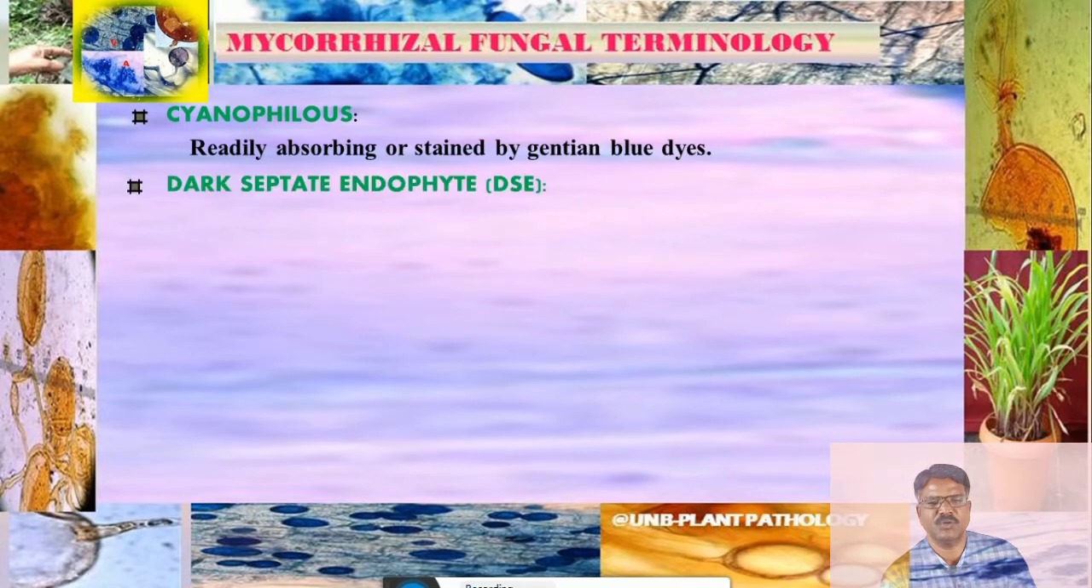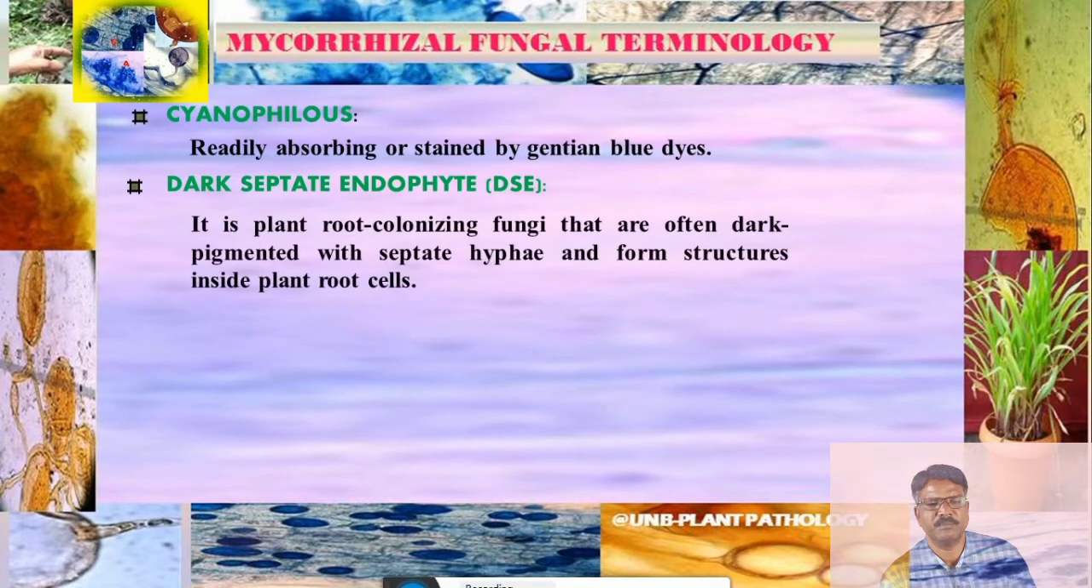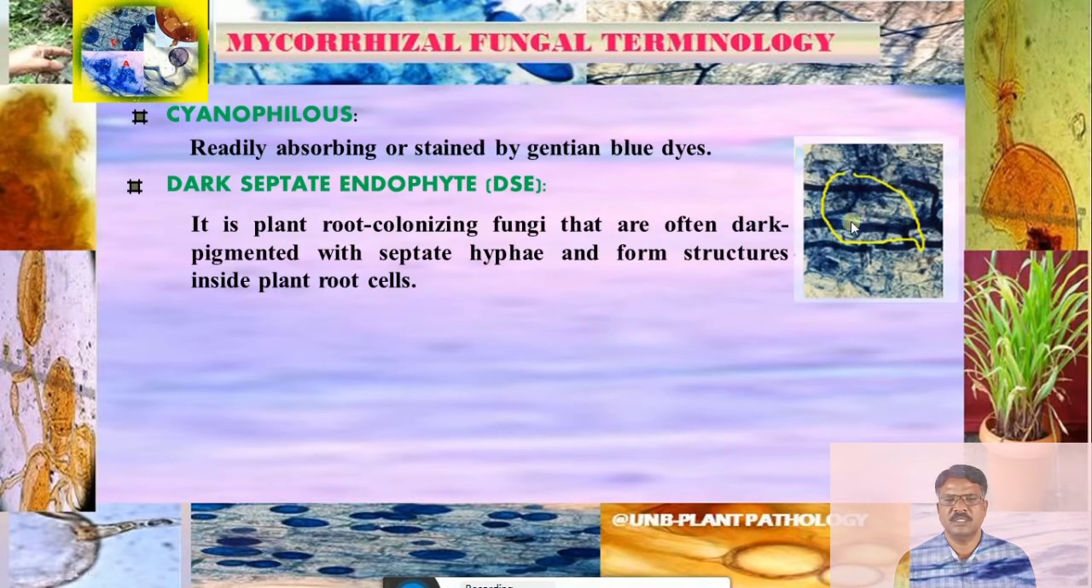Second is the dark septate endophyte, that is DSE. Such kind of infection is frequently found in root colonization, and it is called dark septate endophytes. It is a plant root colonizing fungus that is often dark pigmented with septate hyphae and forms structures inside plant root cells. So this is the dark septate endophytes. Let's see now here. These are the dark, thick-walled root colonized cells. So this marked portion is showing the dark septate endophytes.